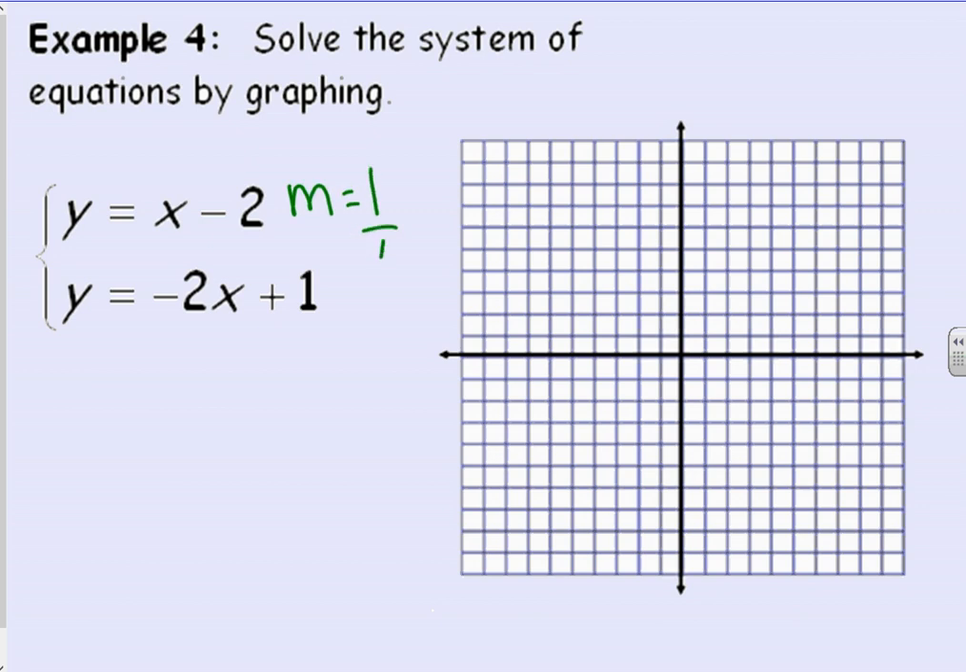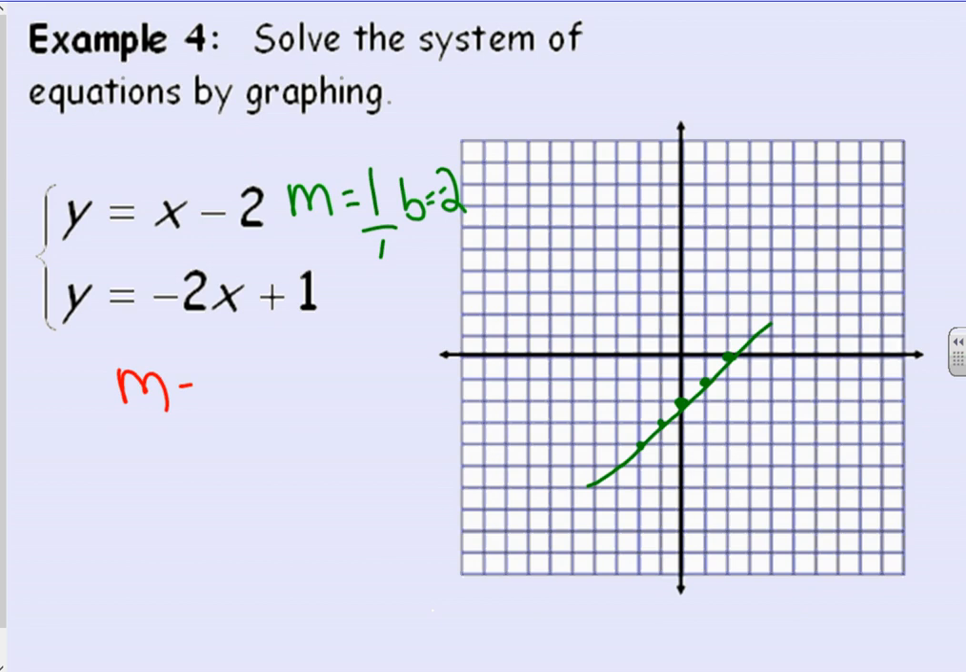Slope is 1. Make it a fraction. Y-intercept is -2. Go down to -2. Up 1 over 1. Down 1 over 1. There is our first line.